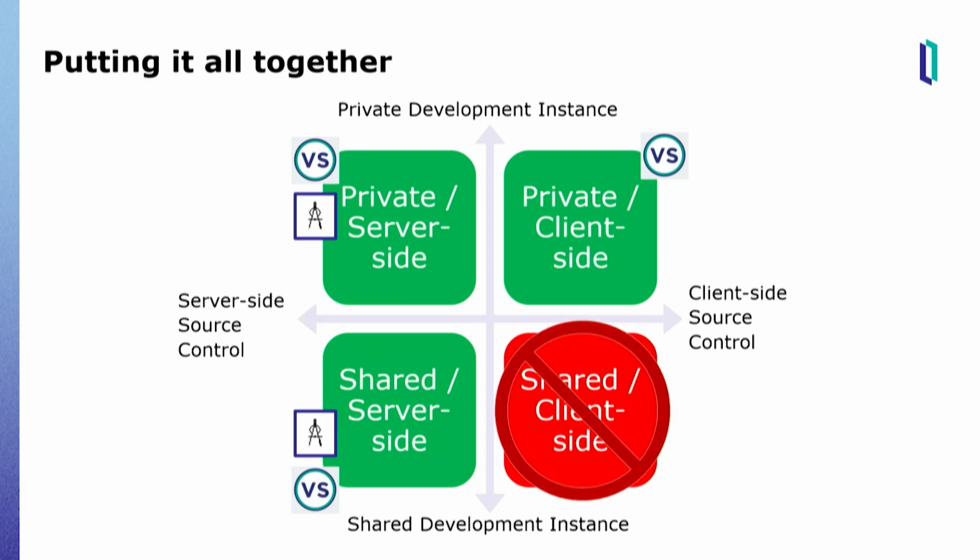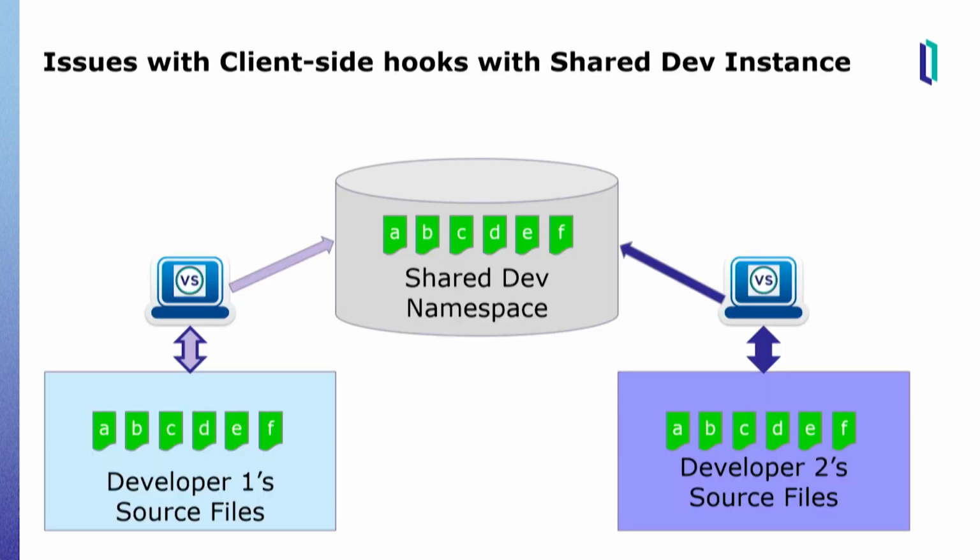You want to avoid shared development instances with client-side source control. I'll go into that a little more in detail, but I just want you to note that there's one spot on this matrix that's going to, in all likelihood, end up giving you a lot of pain and frustration. So you want to try to avoid that when you're picking a strategy. So what exactly is the issue with client-side hooks in a shared dev instance?